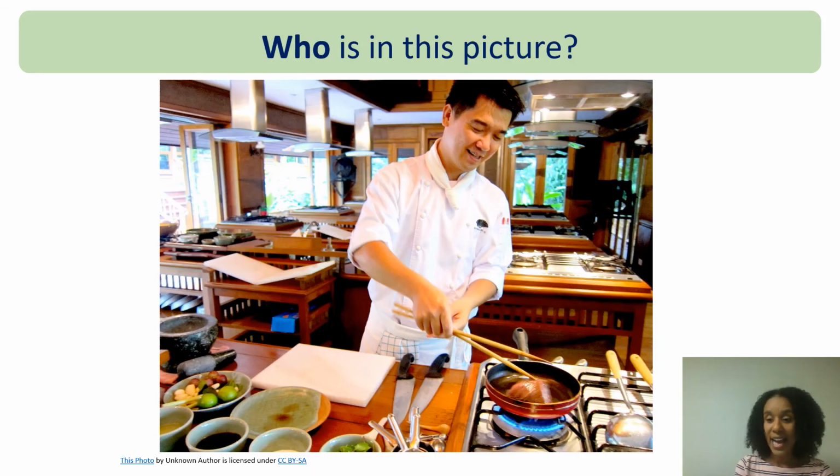So now I'm going to ask you a couple of questions. We are going to work some more on those who, what, where, and when questions, okay? We are going to look at this photo and answer questions about the photo. My first question to you is, who is in this picture? This is a chef. Another way to say chef is cook. So the who in this picture, the person, is a chef.